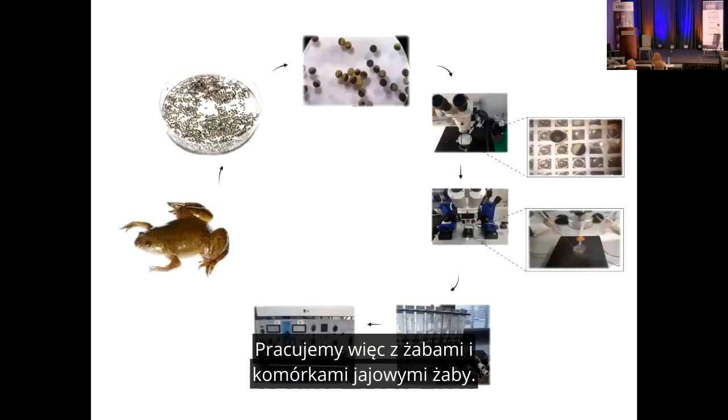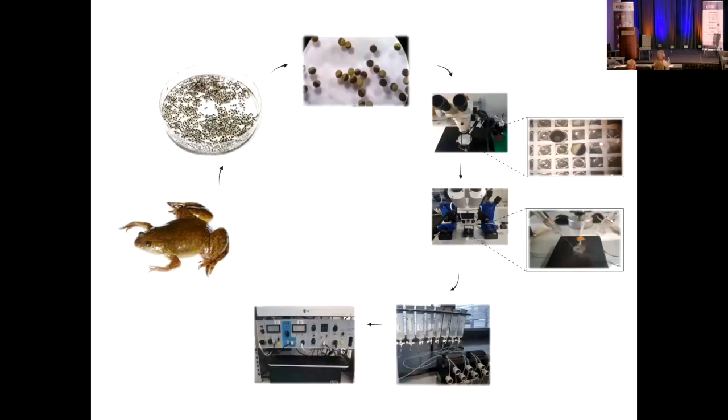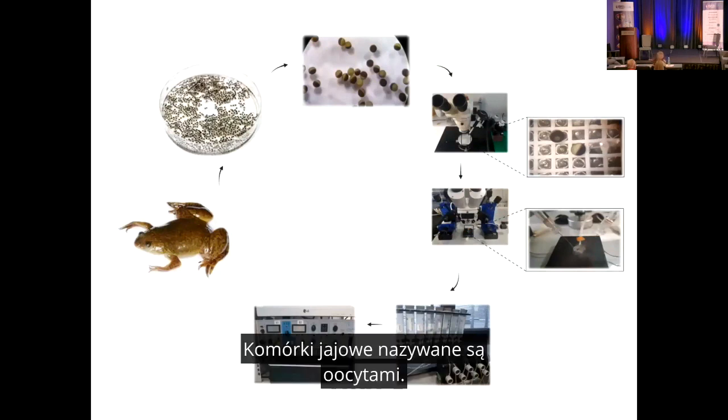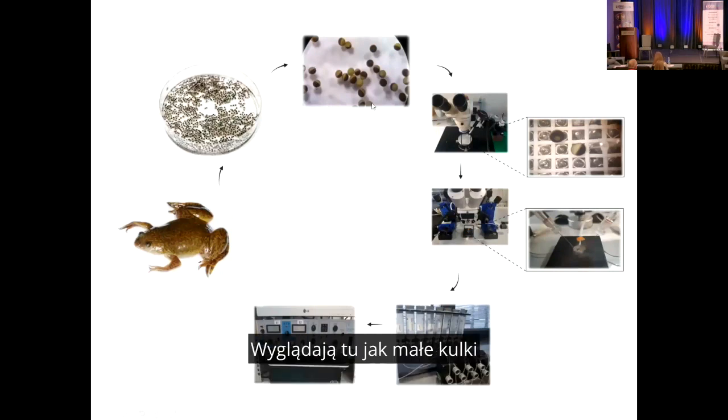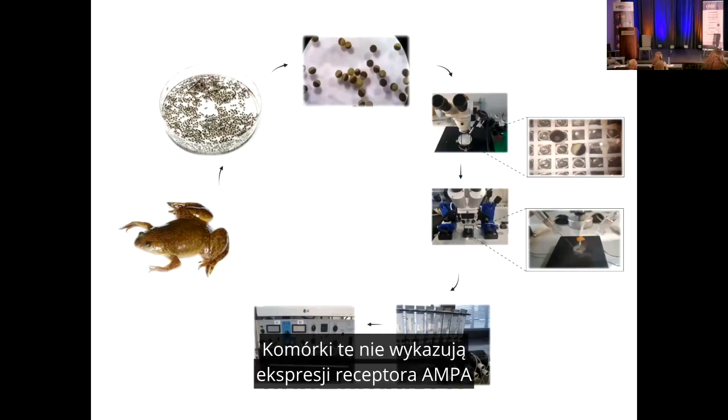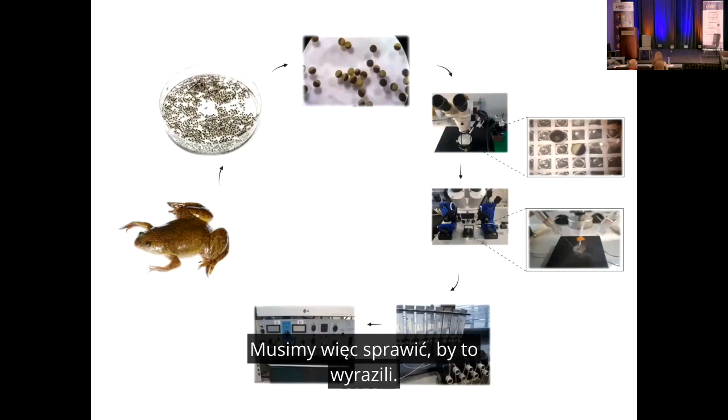So we work with frogs and with egg cells from frog. Egg cells are called oocytes, and we harvest these oocytes from the frogs, and we use this to study the human mutations. So you see here, we've harvested these cells from the frog, and they look like small, tiny balls here under the microscope.